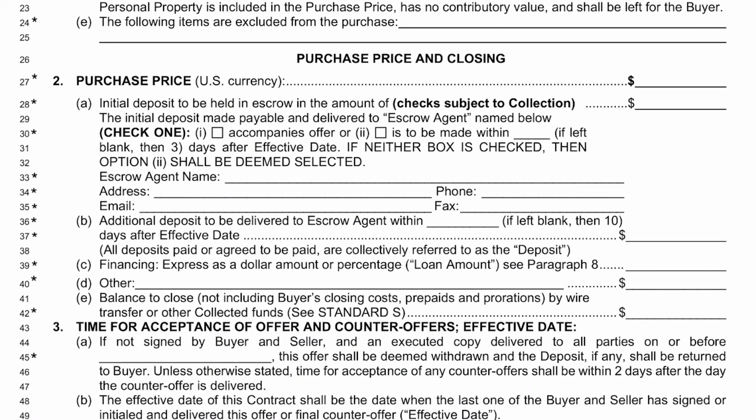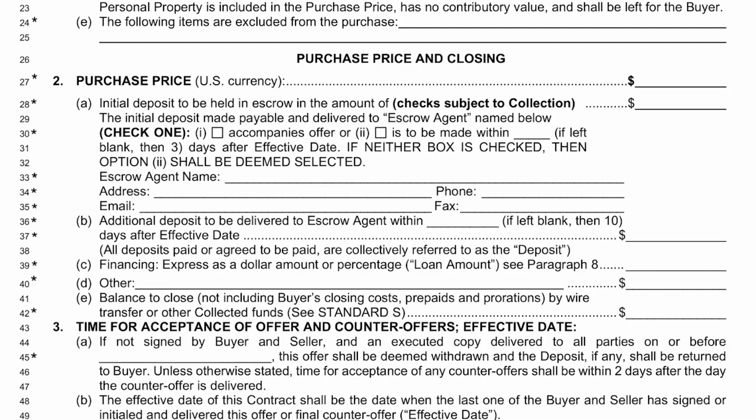On line 24, if there are any items that are not included, let's just say there is a really nice chandelier that the seller wants to keep, that's where this would go so that it is noted that it is not included in the sale.